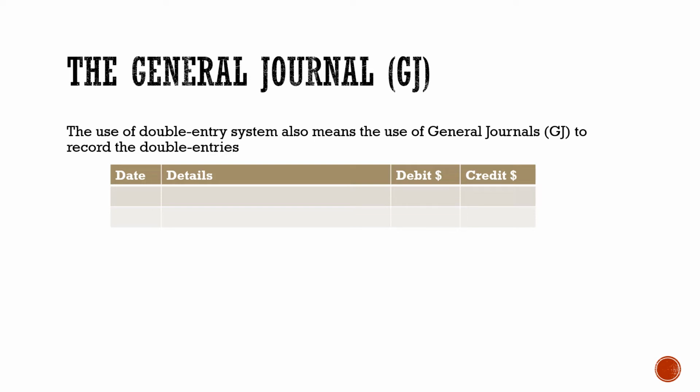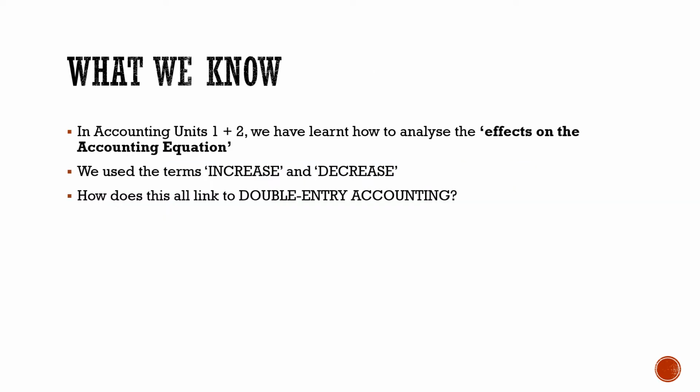We have the dates, the details, followed by the debit amounts and the credit amounts. Notice here how the debit is on the left and credit is on the right. We will look at some examples of how we record in the general journals shortly. Let's start off with what we already know.